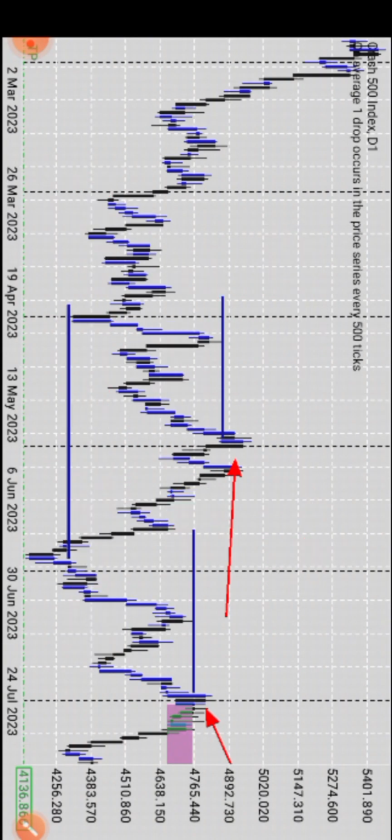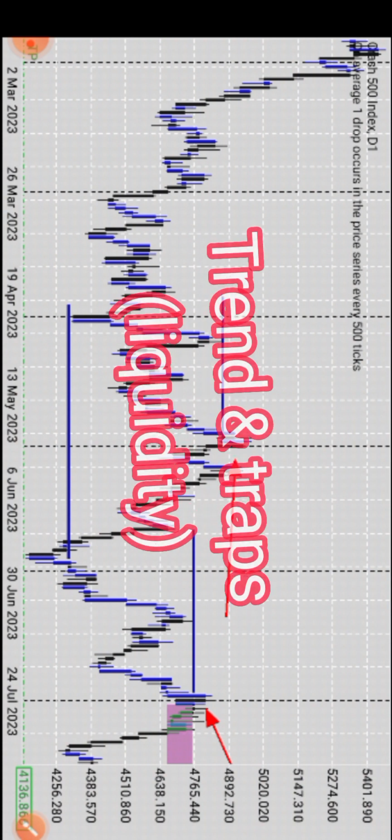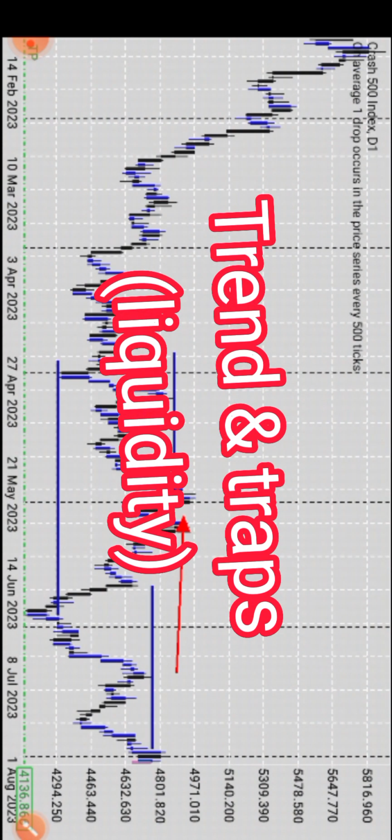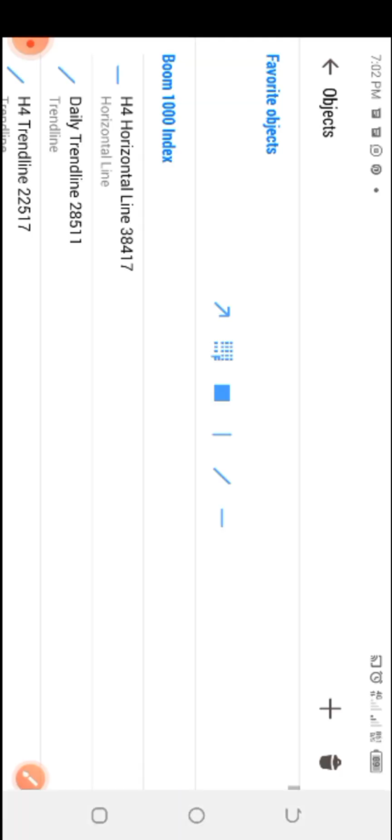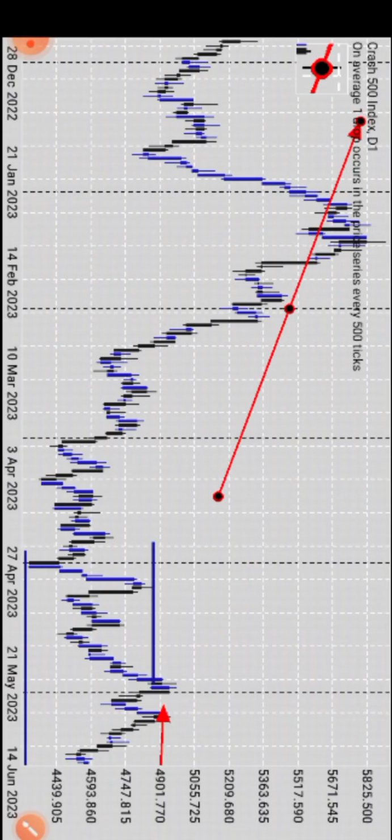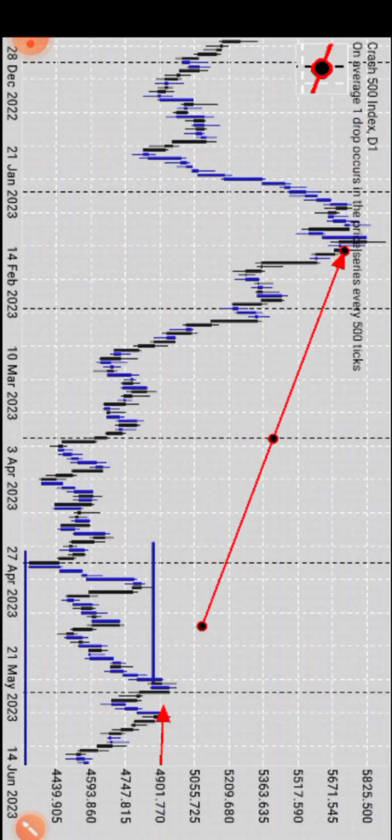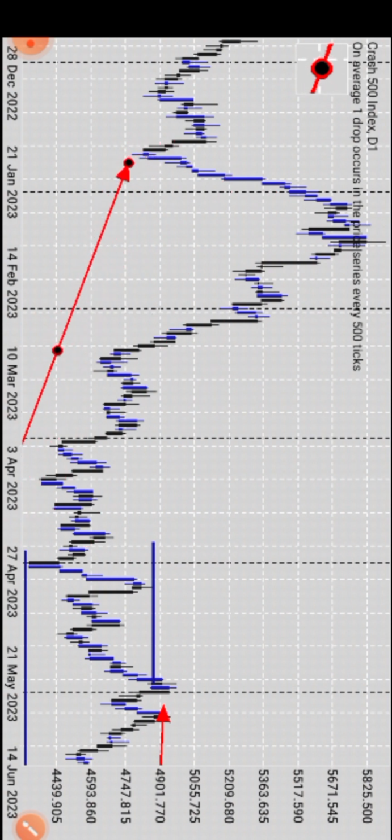In today's video we are going to look at how to differentiate the trend, which is the market structure, and traps in form of liquidity. Okay, we are on Crash 500, and if we begin from here, you can see we are in a downtrend as long as this low was broken to the downside.